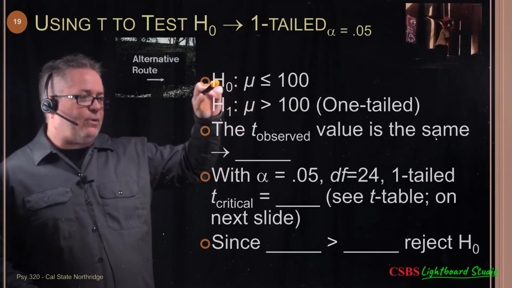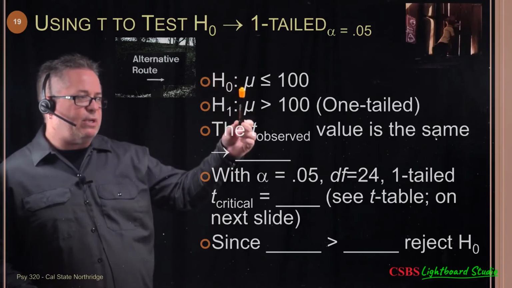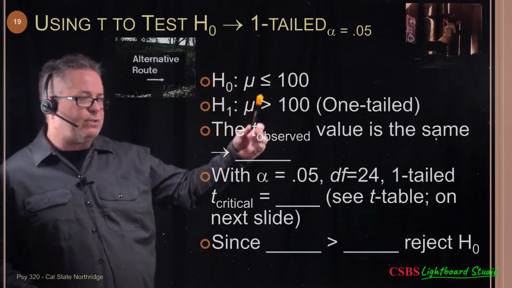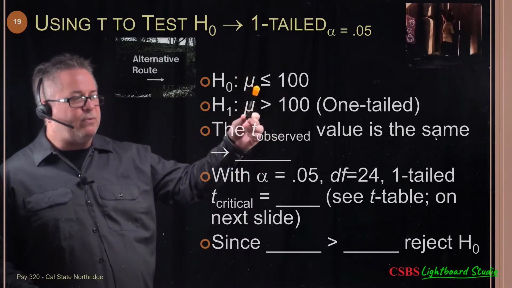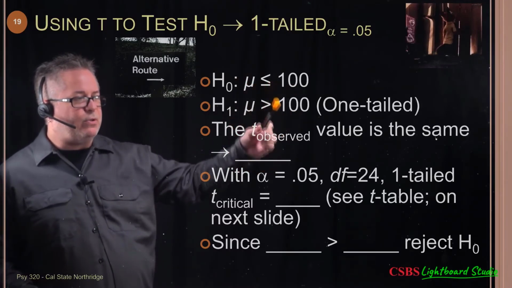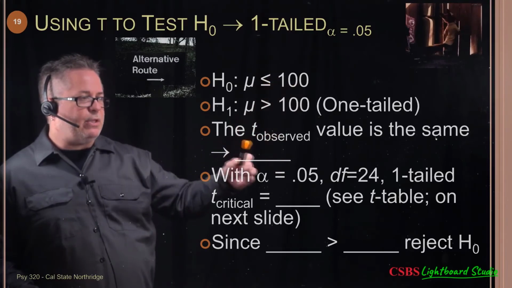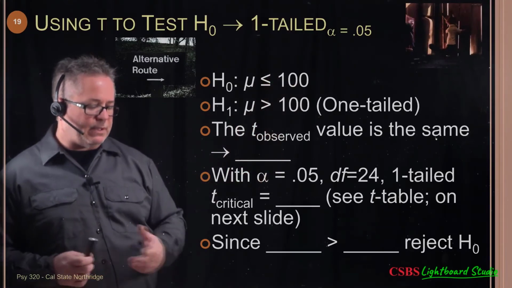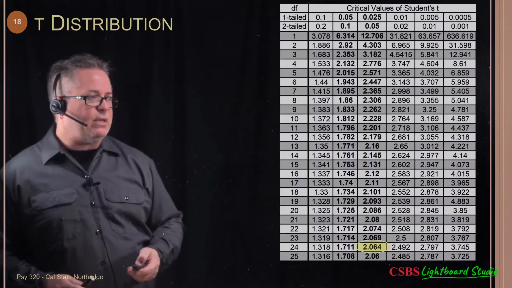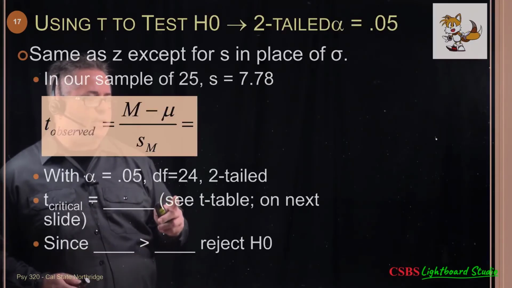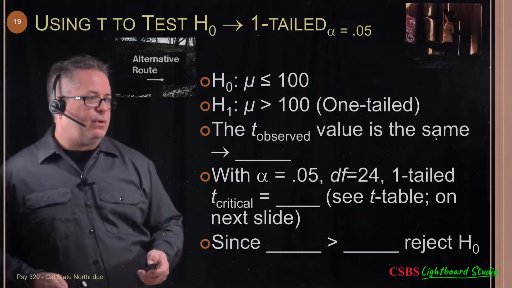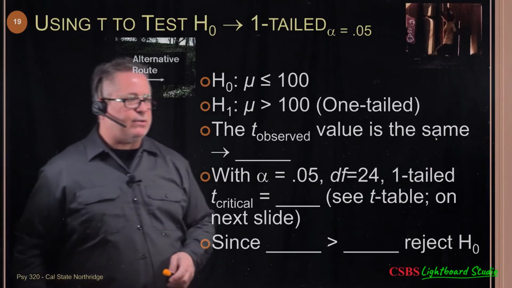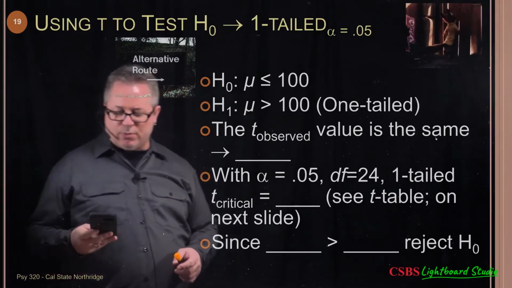So that means my null is just the same idea, but in reverse. I'm testing if mu is greater than 100, so here I'm testing if mu is less than or equal to 100 as my two hypotheses. The t observed value is the same. The test is the same, nothing changes. I did the test here and got 3 over 1.556. So that t observed doesn't change. The only thing that changes is what we're comparing it to.